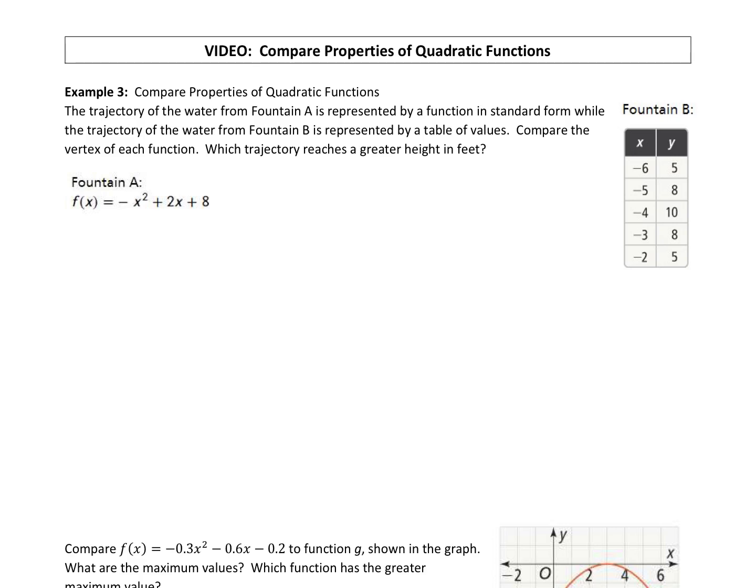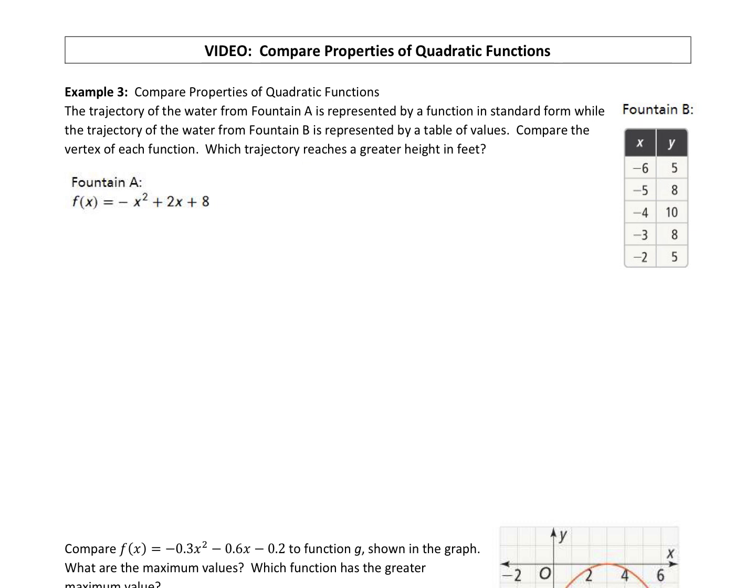All right, so we're going to compare some properties of quadratic functions in this example. Our example says the trajectory of water from fountain A is represented by a function in standard form, while the trajectory of water from fountain B is represented by a table of values. Compare the vertex of each function. What trajectory reaches a greater height in feet?